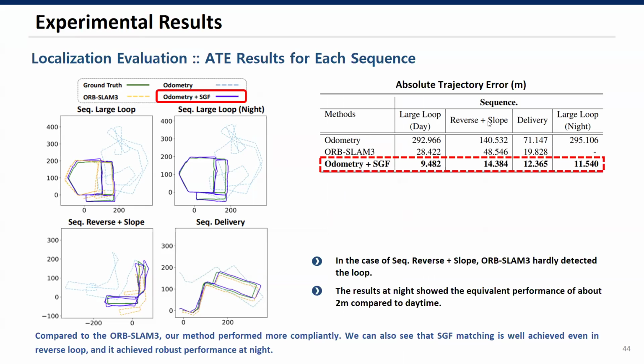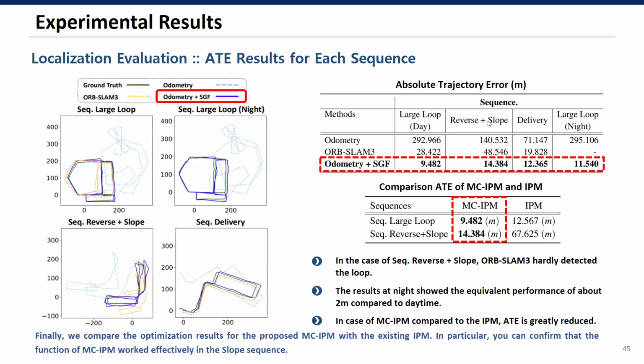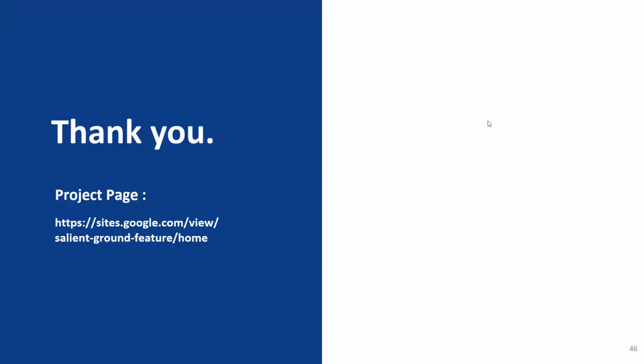We can also see the SGF matching is well achieved even in reverse loop, and it achieved robust performance at night. Finally, we compared the optimization result for the proposed motion compensate IPM with the existing IPM. In particular, you can confirm that the function of motion compensate IPM worked effectively in slope sequence.